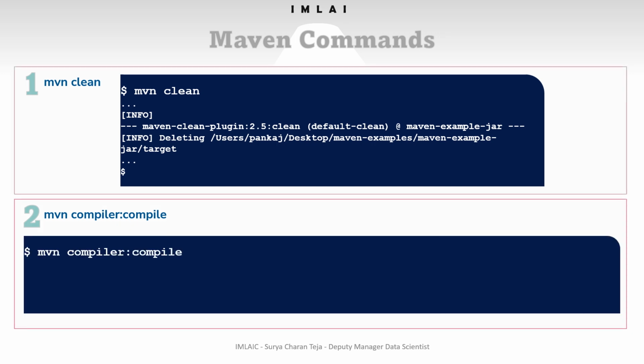compiler:compile, this command compiles the Java source code classes of the Maven project.